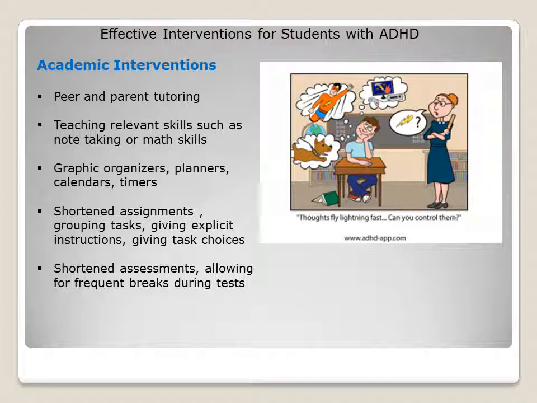Shortened assessments and allowing for frequent breaks during testing. Shortened assessments, again, sometimes tests are very long for a student with ADHD. Instead of 20 questions, maybe shorten it to 15, as long as you can assess if the child has mastered that skill. Allowing for frequent breaks, that would help the child to not get as distracted and release some energy as well, and therefore keeping the frustration low. So that would help during testing.